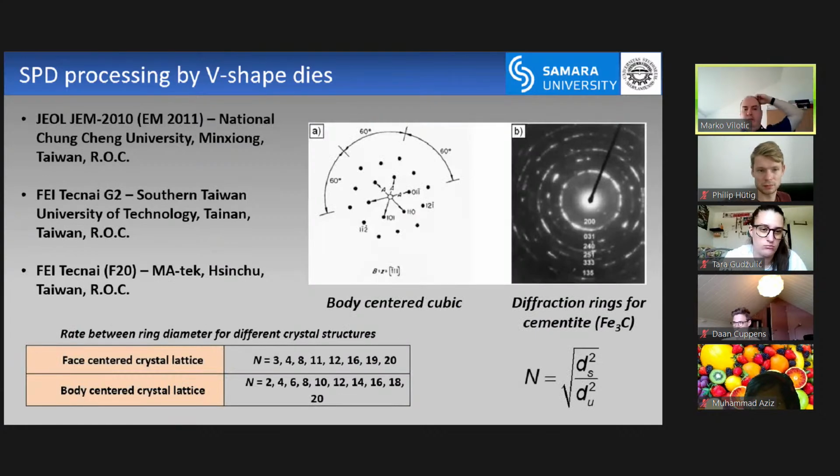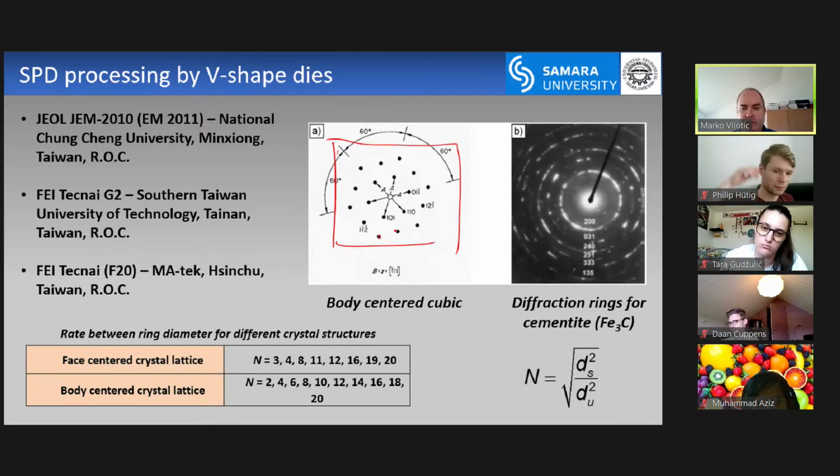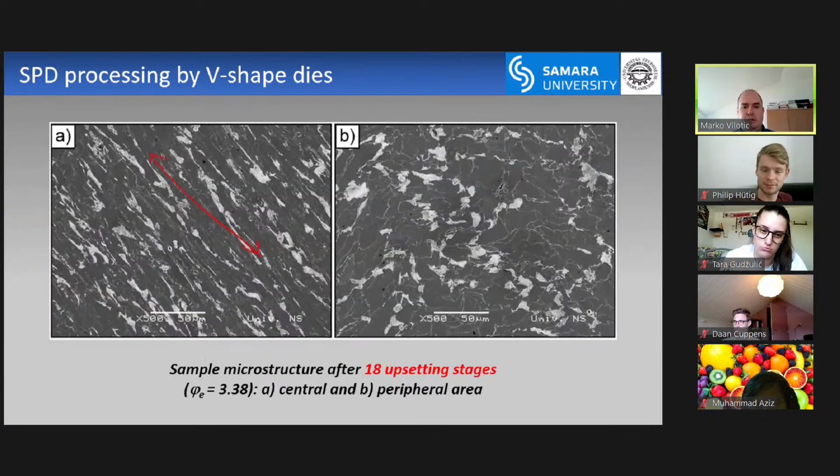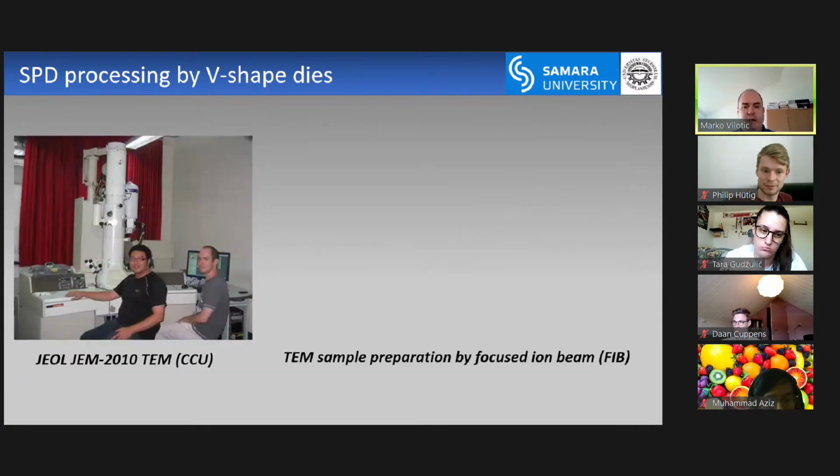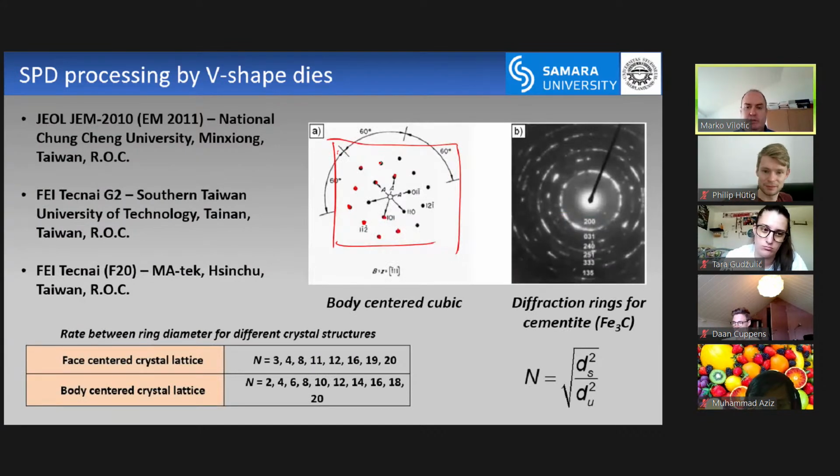Because I did one part of my PhD in Taiwan and one part in Serbia, we did it on different microscopes. So let's say if this is one grain, the distribution of the atoms for our material is something like this. You will see it later, I put it later. For TEM, you can see that this pattern is totally different. Instead of this, you will get something like this. So instead of dots, you will get rings, and it tells you you get grain refinement.